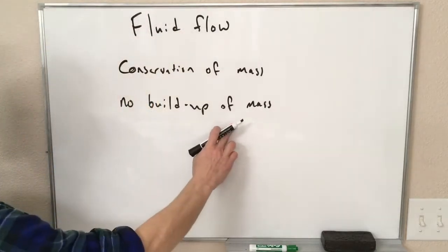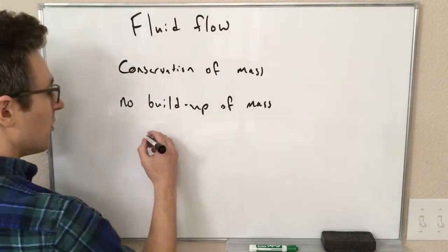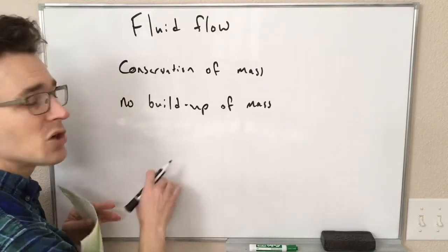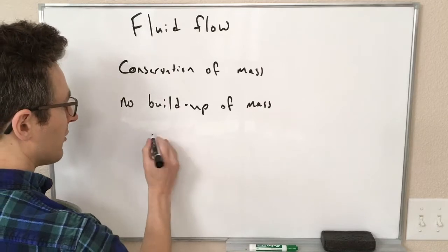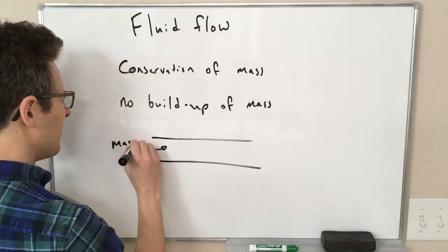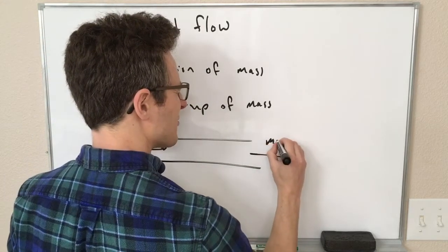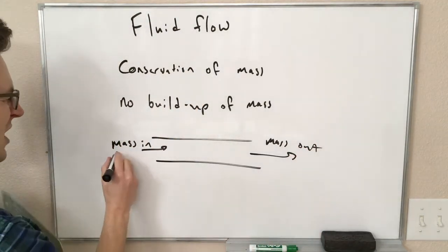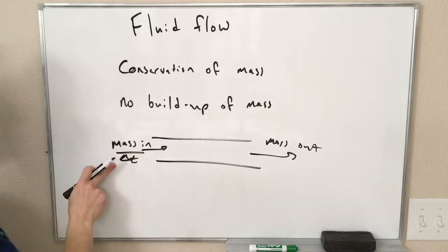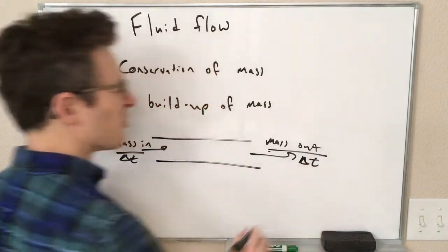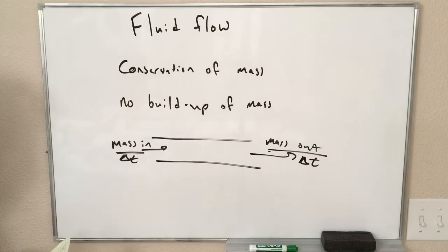But if there is no buildup of mass, and if mass is conserved, then we know that if we put some mass into one end of our pipe, we have to get that mass out of the other end of our pipe, or whatever the pipe is meant to be. An example here: if we put in some mass, we have to get that same mass out. And if it takes some amount of time to do this, the rate that we put mass in, mass over delta T, is equal to the rate we get mass out, the mass out over delta T.